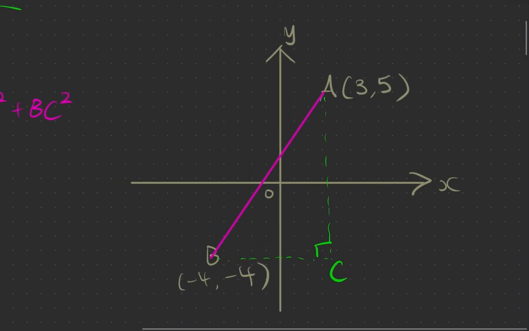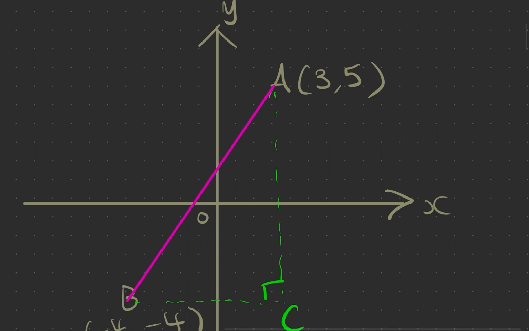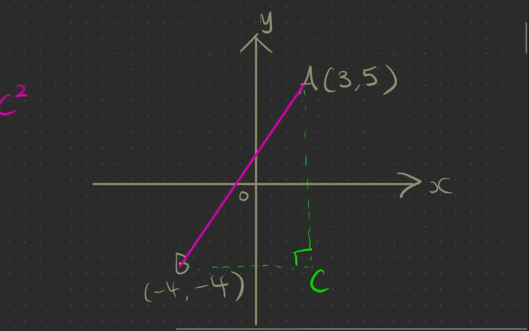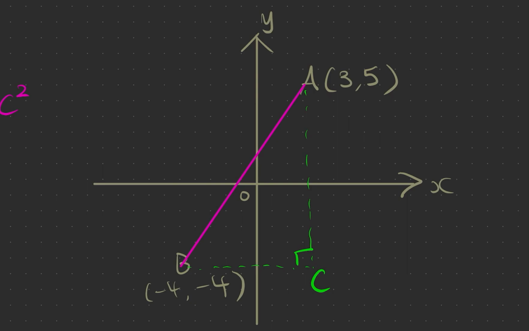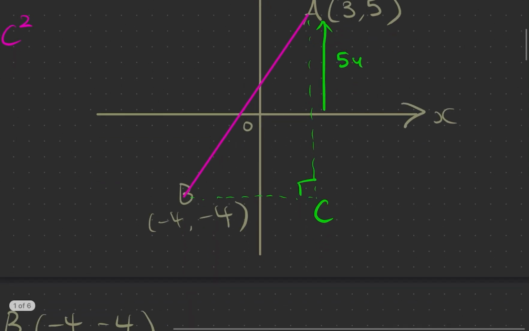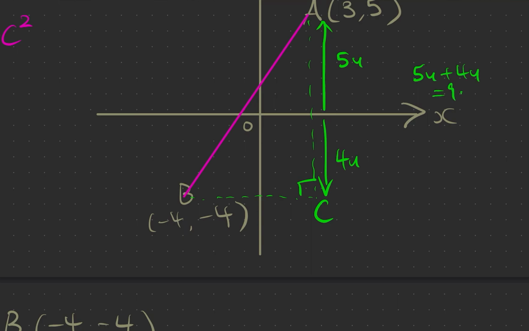Now I just want you to take a look at it over here. Let's take a look at the y side first, okay? So for point A, our y value is 5. So we are technically 5 units away from the x-axis. For our B point here, we are -4. So we are technically 4 units down from the x-axis. So 5 units plus 4 units equal to 9 units. So AC is actually just 9 units.